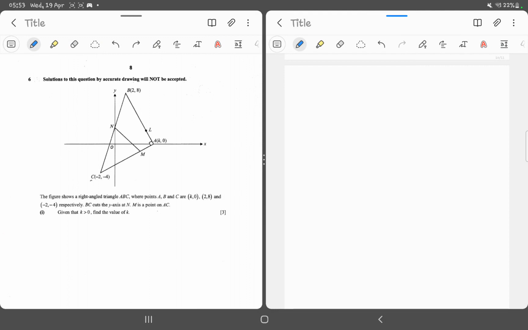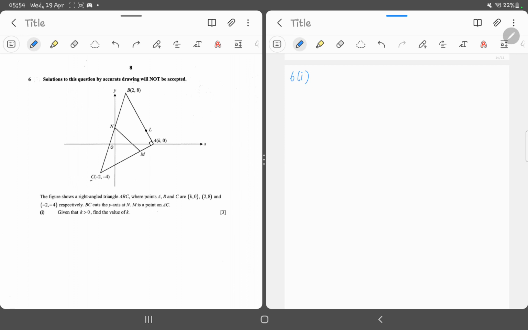Now I think question 6 is interesting because of the last part, and I think quite a lot of students will not be able to do the last question, so it is very good that we go through this question. The last part is quite difficult in my opinion, but part 1 and part 2 are okay. So question 6i, we have this diagram over here.